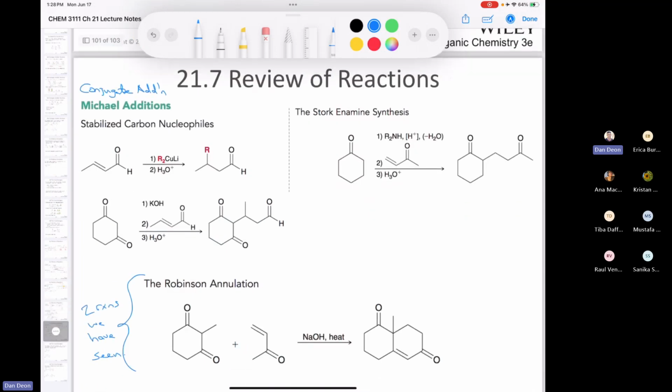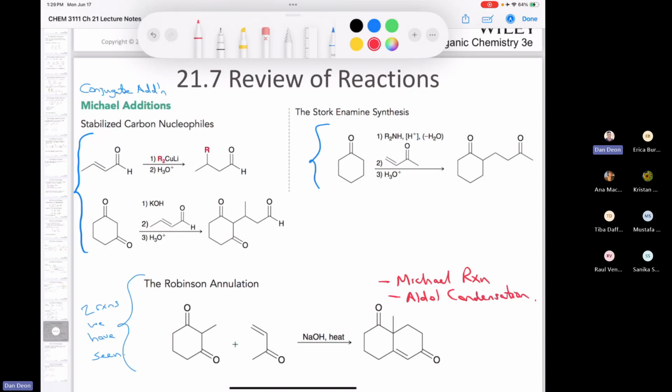All right, so what we're going to cover today, we're going to spend most of our time on these stabilized carbon nucleophiles, which leads us into the Stork enamine synthesis. And then the Robinson annulation is just 2 reactions that we will have covered by the time we get there. So it's actually going to be a Michael addition followed by an aldol condensation. So Robinson annulation, I'll even put it in here. So it's a Michael addition or Michael reaction followed by aldol condensation, which we covered in detail earlier on.